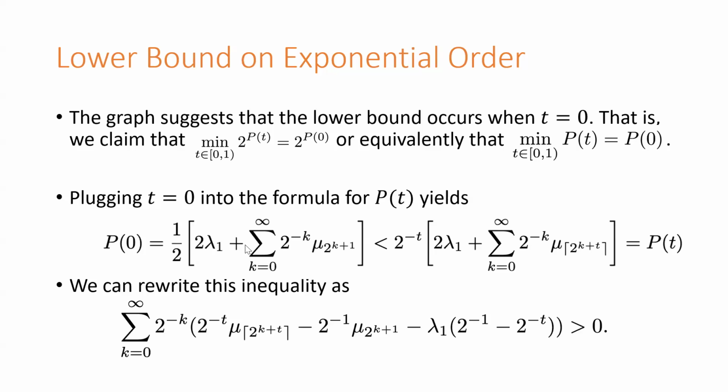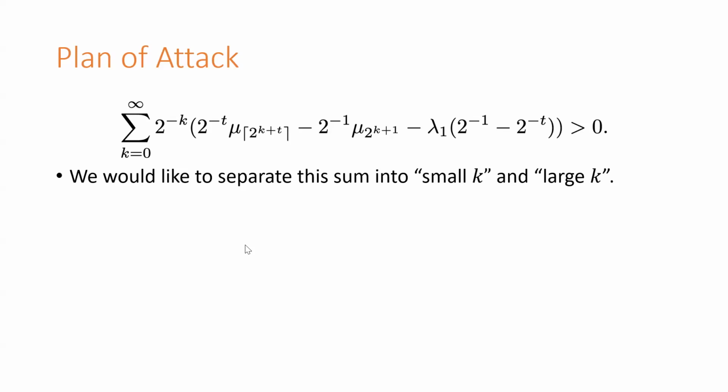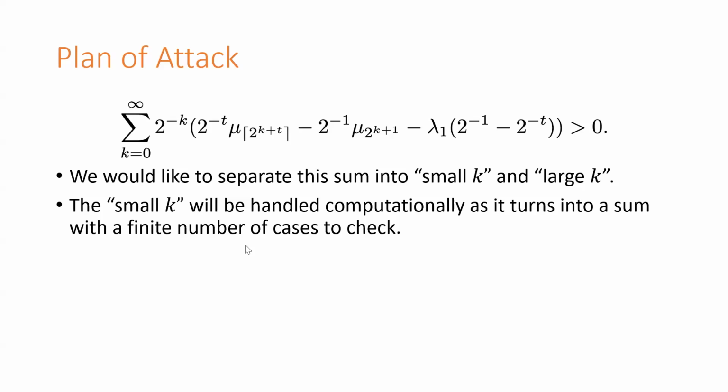Just based on how this looks, there's not really a clear plan of attack. So this is what we will use for our plan of attack. I'm fairly certain that nothing stupider works, because I tried the stupid things first and they didn't work. So I think you have to do something at least like this. You first separate into small k and then large k. For the small k, we handle it computationally, because you turn it into something with basically finite cases, and then you check them.